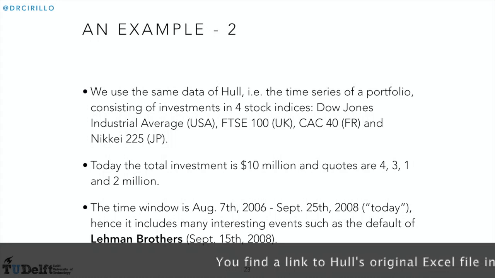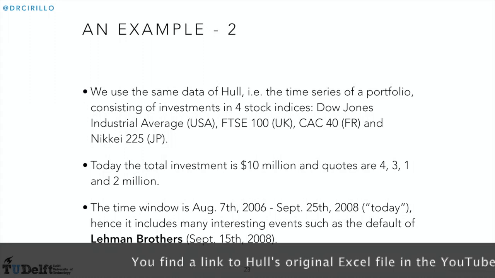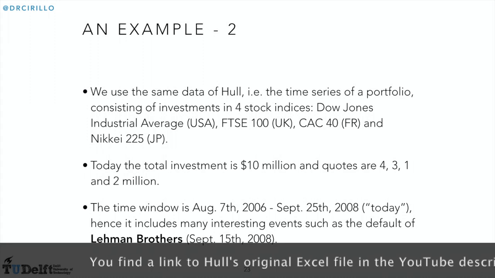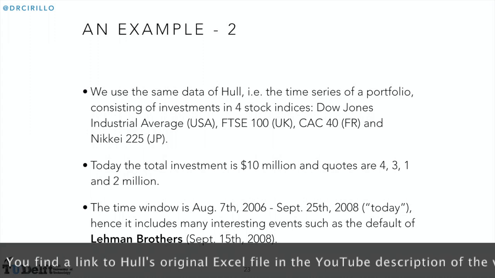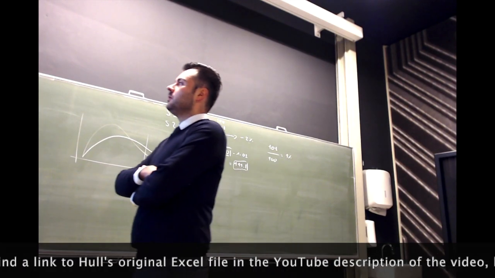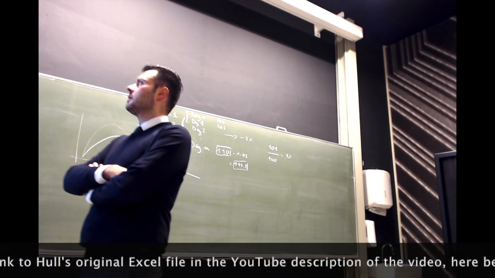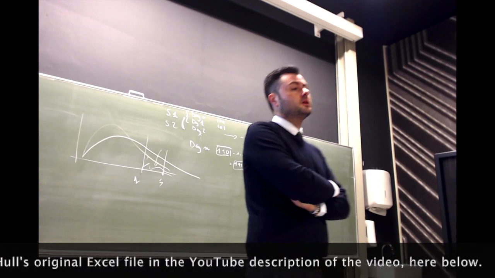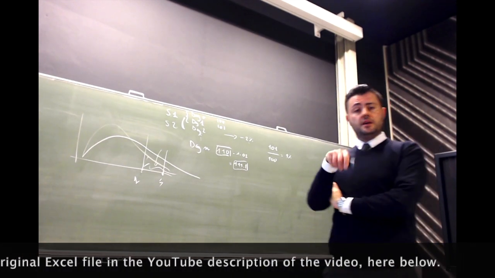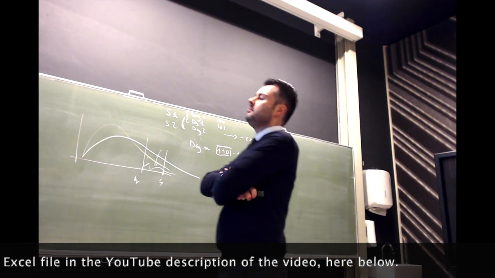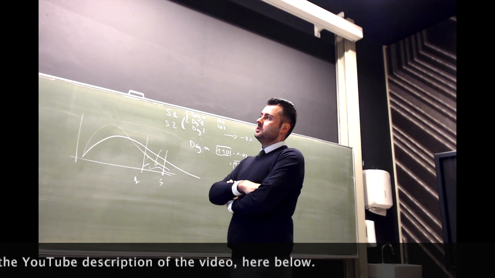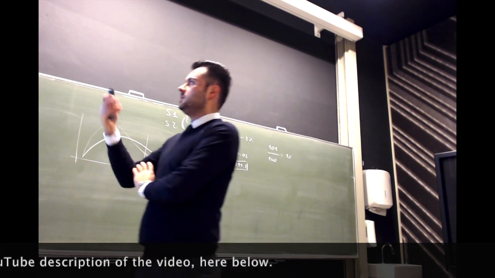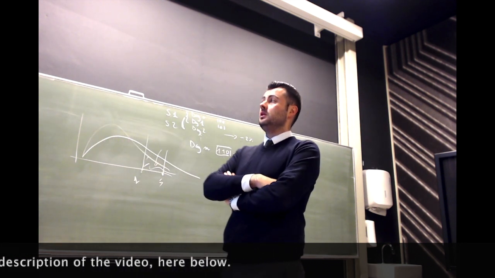Assume that we have a portfolio, and we are using the data of the book. This portfolio is essentially a portfolio consisting of investments in 4 different stock indices. We have the Dow Jones, we have the FTSE, we have the CAC 40, and we have the Nikkei. The value today of the portfolio is $10 million, and we have, for example, 4 million coming from the Dow Jones, 3 million from the FTSE, 1 from the CAC 40, and 2 million from the Nikkei.